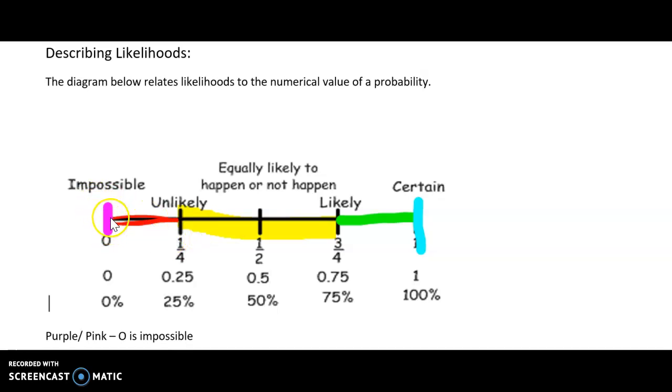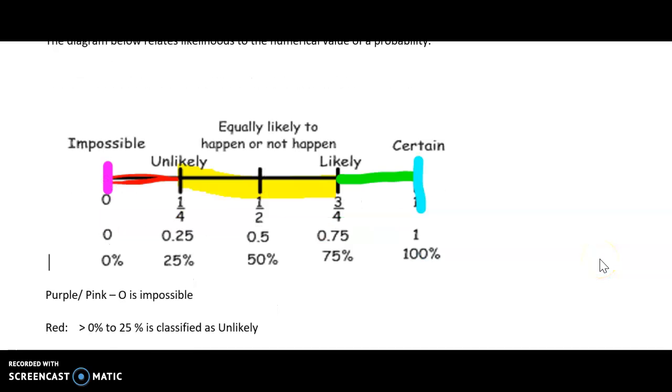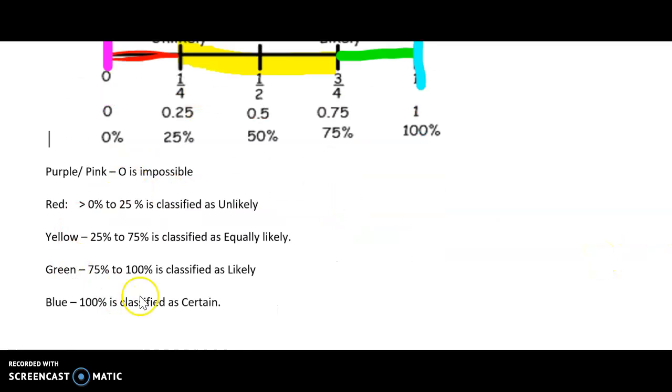So I had already said if it doesn't happen at all, that's called impossible. And if it happens every time, it's called certain. Now, I can also say larger than 75%, but less than 100, that's likely to happen. And greater than 0, but less than 25% is unlikely. And then greater than 25, but less than 75%, is considered equally likely to happen or not happen. So we're going to call it equally likely. And this is what I just said in words.